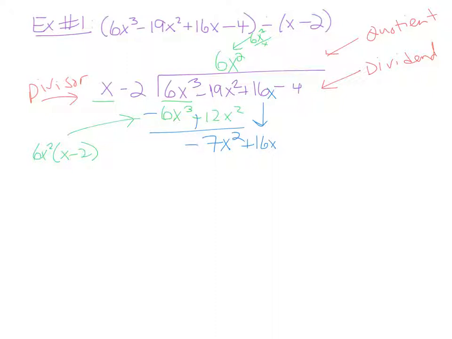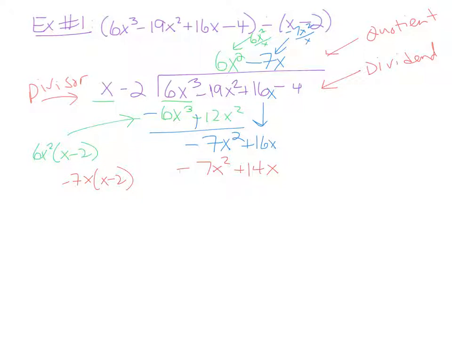So I am going to start by doing negative 7x to the second divided by x. And that gives me minus 7x. So if you want to write this down, this is negative 7x squared over x. You are then going to multiply the negative 7x times x minus 2. And that's going to give you minus 7x squared plus 14x.